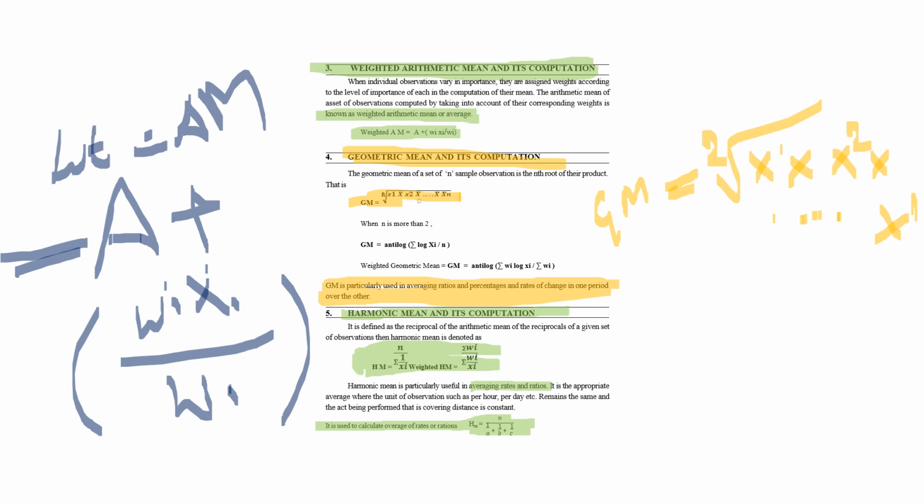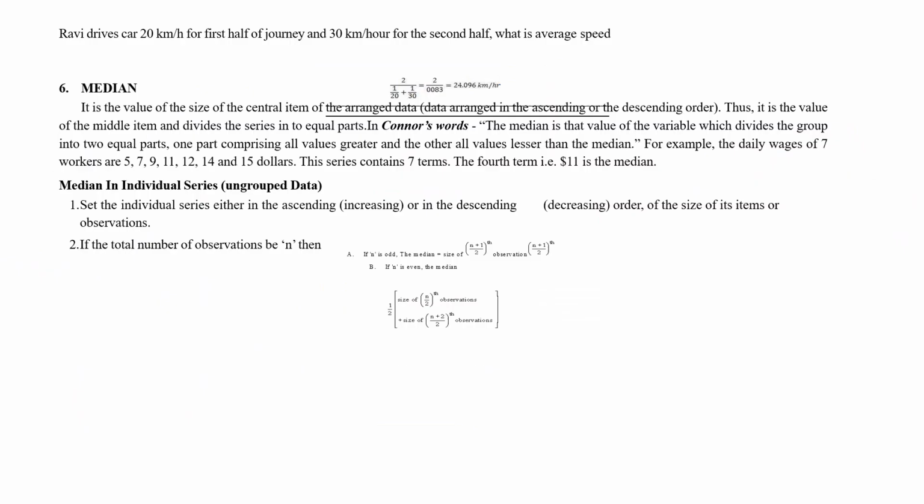HM is equal to n divided by 1 by a plus 1 by b plus 1 by c. So this formula we will use in the harmonic mean to find out per hour or per day calculations. N divided by 1 by a plus 1 by b plus 1 by c.